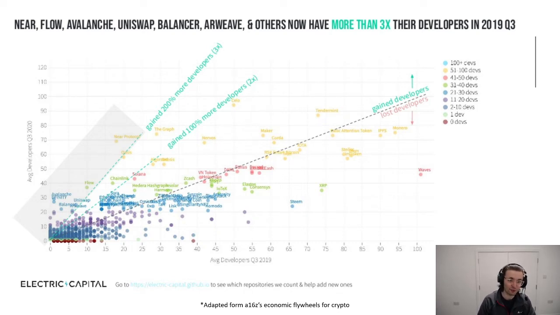So Near's right at the top of gaining developers in 2020. What this graph is showing is Q3 2019 along the bottom versus Q3 2020 at the top, and anything above that line has gained more than 200%. So at 3x developers, Near is one of them. That's really good. As you can see, it's not the biggest project. It's still like 50 to 100 developers at the end of 2020. That may have increased since this came out, but it was the best stats I could find.